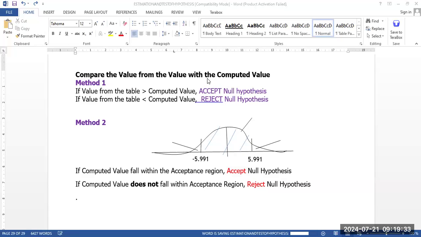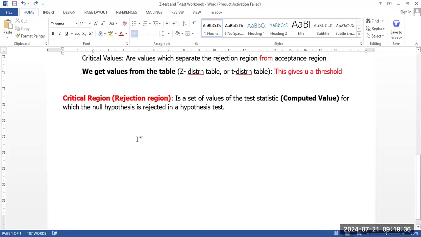So that's basically our introduction. But also we have level of significance. Then we also have confidence level.